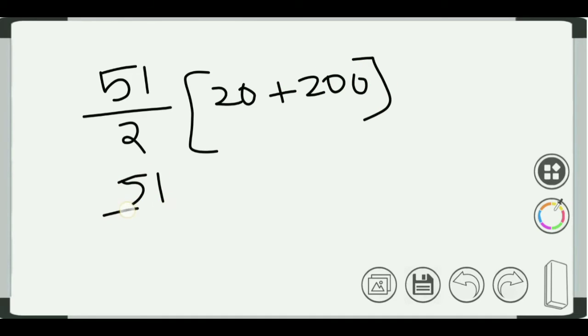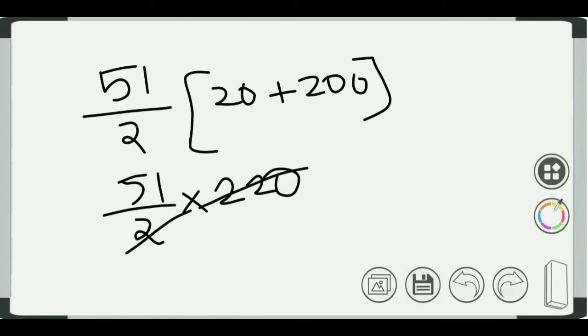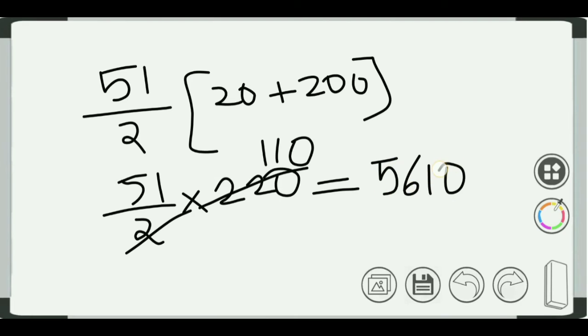That is 51 by 2 into 20 into 200 is 220. You can cut this to 110 into 2. Therefore, 110 into 51 is 5610. This is your answer.